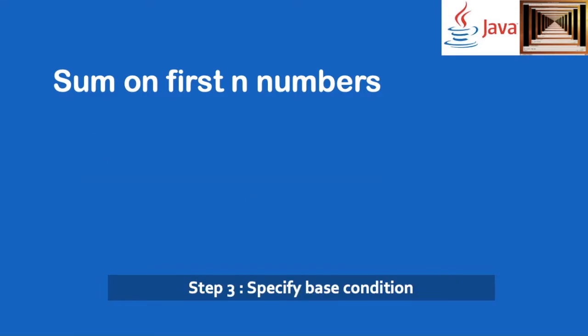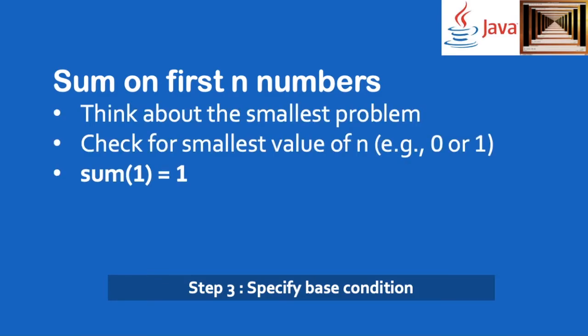What is the next step? Specify base condition. Now what do we mean by that? Think about the smallest problem and check for the smallest value of n. So what should be the value? So in this case, if we are finding the sum of the first n numbers, and let's say n is 1 or more, then what is the sum of the first 1 numbers? That will be sum 1, which is equal to 1. So we cannot break this problem into a smaller problem because the smallest value of n is 1. So this is referred to as the base condition. What does the base condition really mean? Base condition means that at this point we know the value and no more recursion is to be applied.